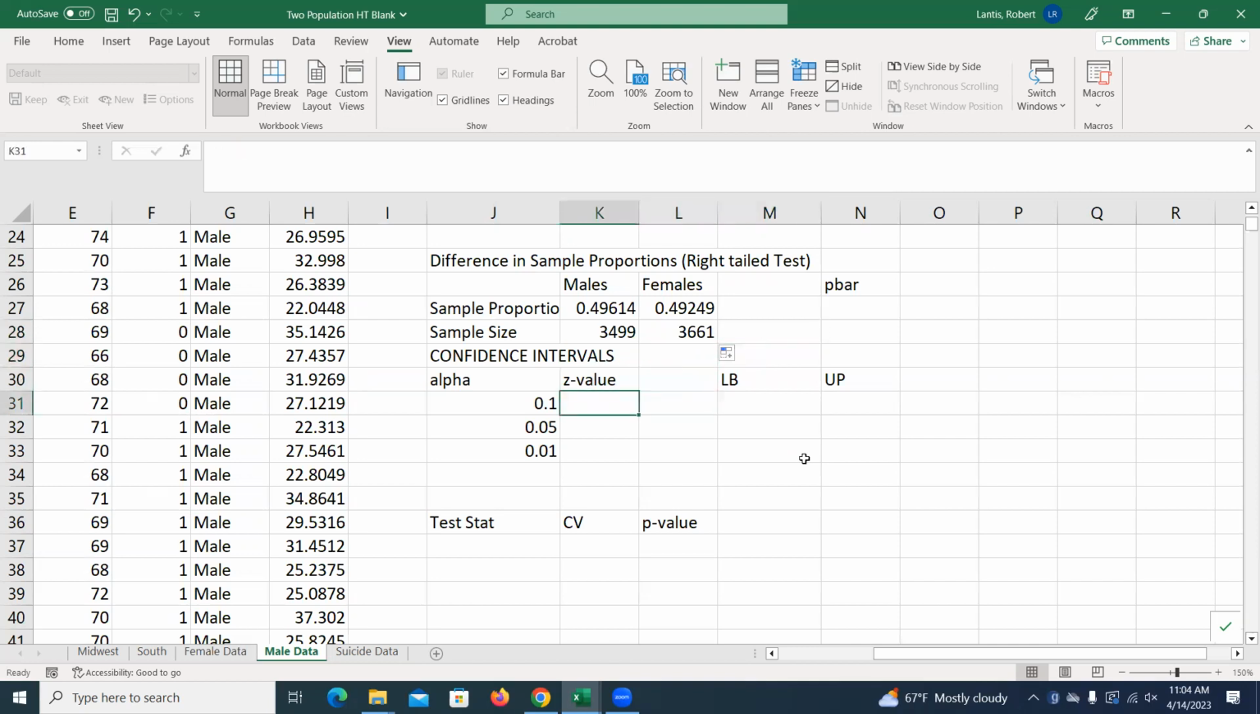I'm then going to come down here. So I've got my confidence interval equation. We said, look, it's really just a matter of using Excel to be our calculator, right? We've got everything we need: the sample proportions, the sample sizes. The only thing left we need to do is find this z-value in Excel.